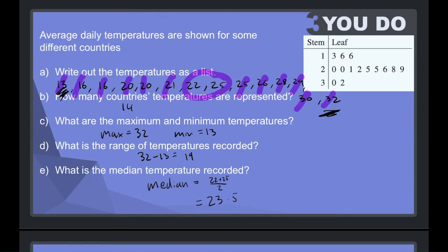And these last 2 questions are very common for these kinds of graphing applications. Range, median, mean, mode. Range, remember, is the highest number minus the lowest number. 32 minus 13. And the median, we just crossed off from the edges until we got to the middle. There are 2 numbers in the middle, so we take the average of them. 22 plus 25 divided by 2. It's 23.5.